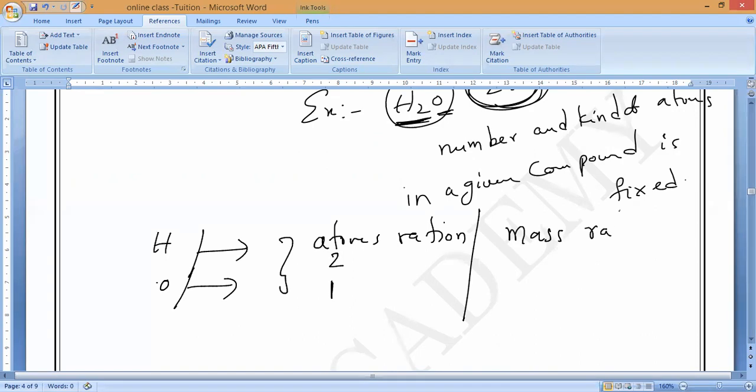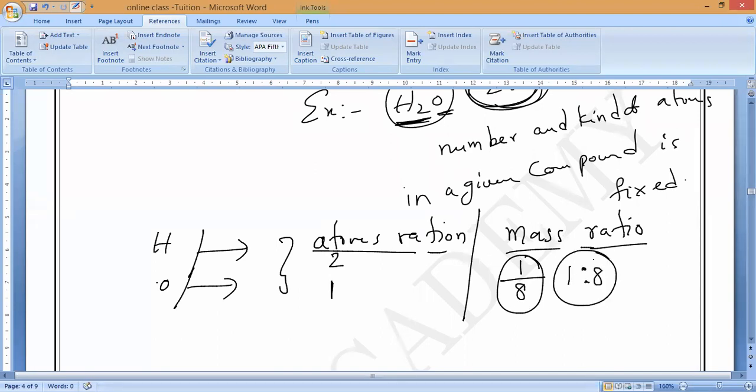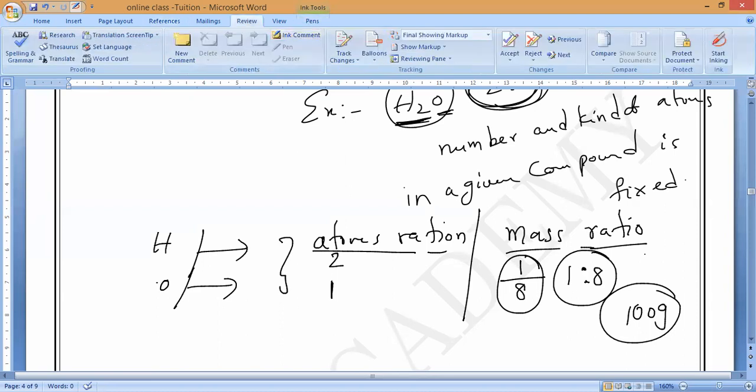Like that, the mass ratio. Anybody can say the mass ratio, we have already done. What is the mass ratio? 1:8. So this mass ratio is always fixed wherever you go in the world. You can take 100 grams of water. Divide it into 1 part and 8 parts, totally 9 parts. Correct or not, guys?